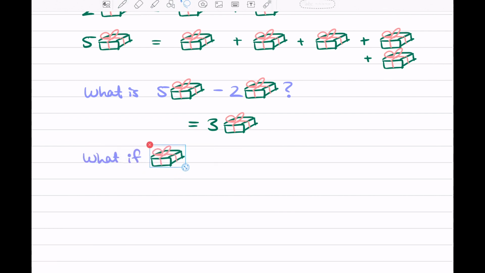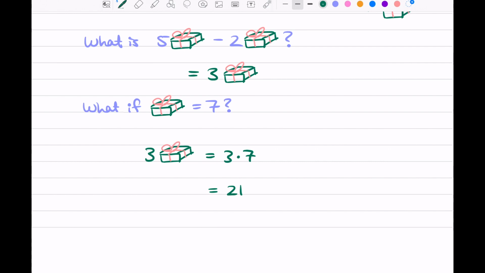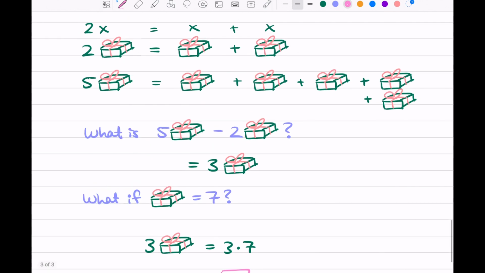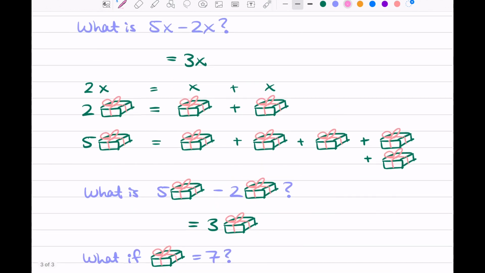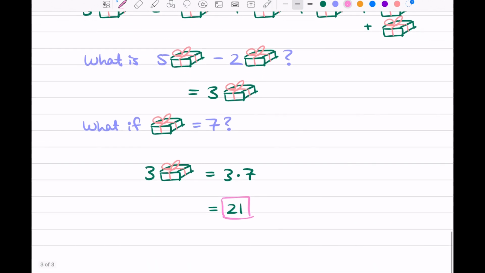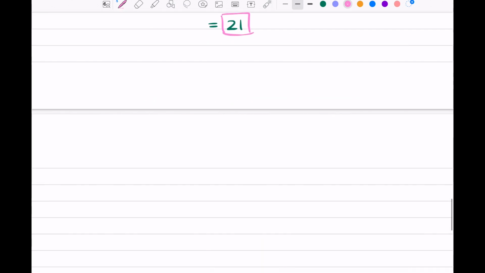Now, what if we found out what's in that box? What's under that disguise? What if we said it's 7? Well, that means that 3 times present equals 3 times 7. And that is equal to 21. We'll see in the next example why this is important. Just to think of a variable as a thing. We have 2 of something, we have 5 of something, and to not be afraid of variables. Very important.